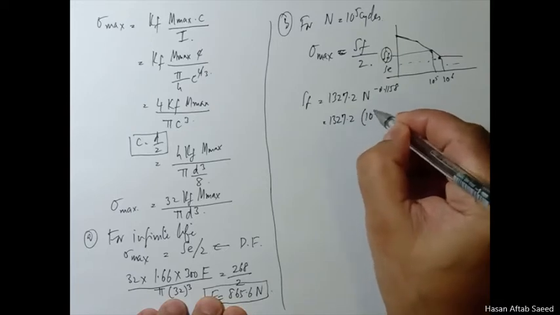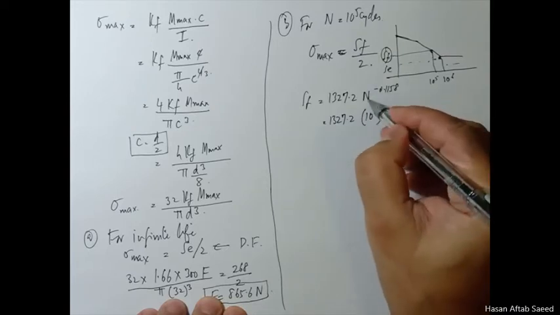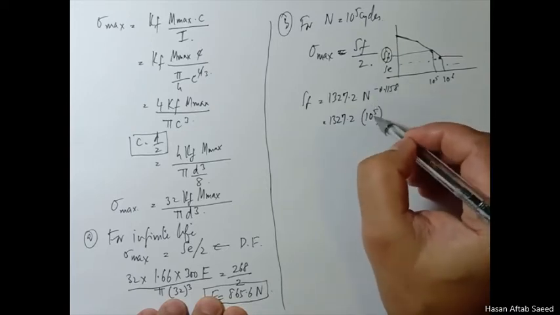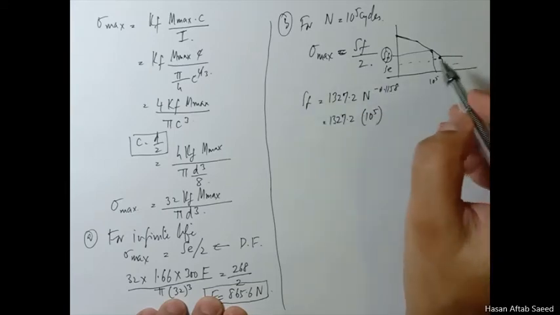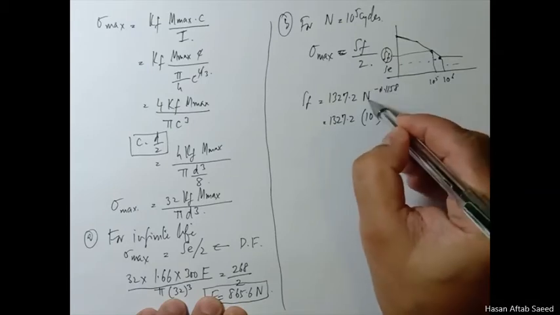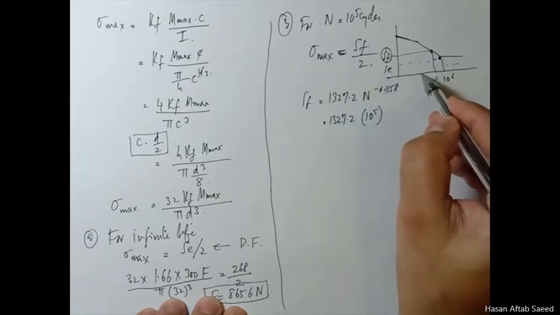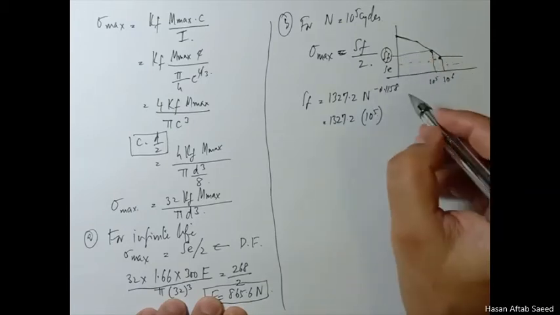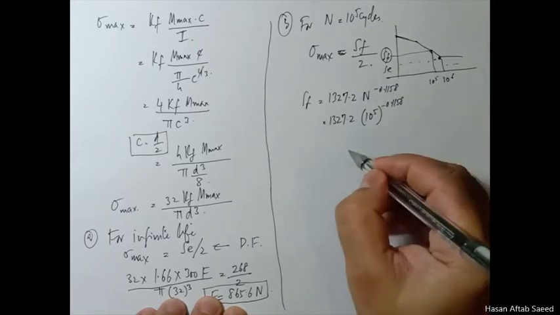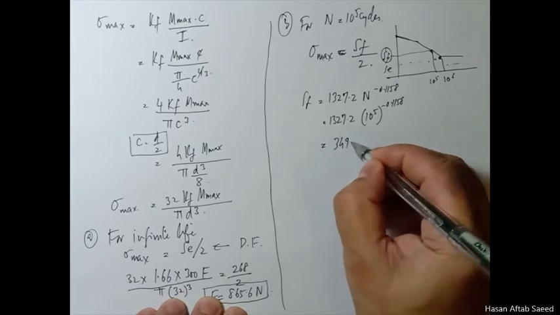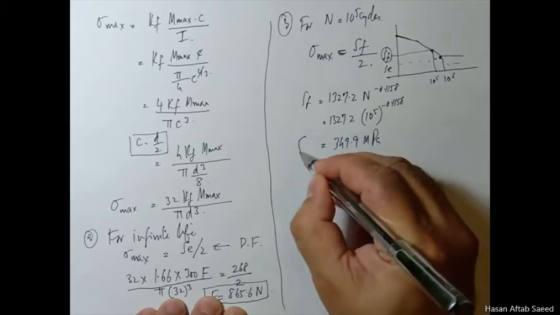For n, just put in the value of 10 raised to the 5. The smaller the n, the bigger the n, you'll get less value of, because there's minus here. The smaller the n, you're basically designing for less life, then you can afford to go higher in the stress region. So minus 0.1158. And this is 349.9 MPa. This is the value of SF.